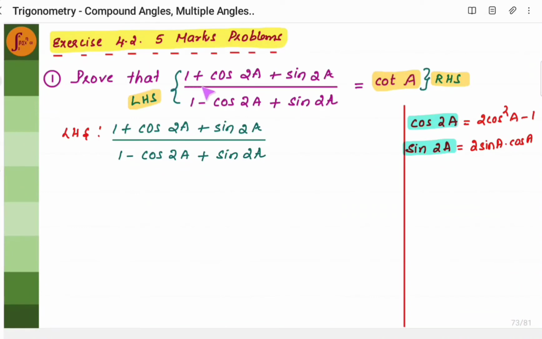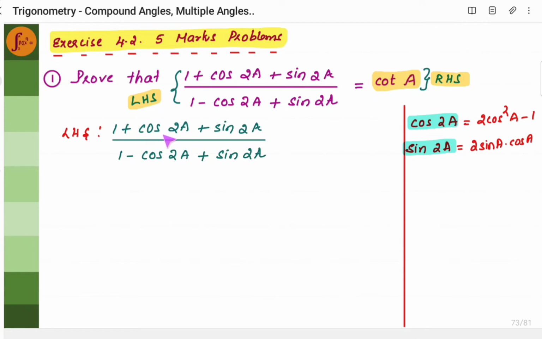Now let's solve this 5 marker problem where we have to prove that (1 plus cos 2a plus sin 2a) by (1 minus cos 2a plus sin 2a) is cot a. Now we'll start with LHS. This entire portion is LHS and this is RHS, which is cot a. So we'll put LHS here first.